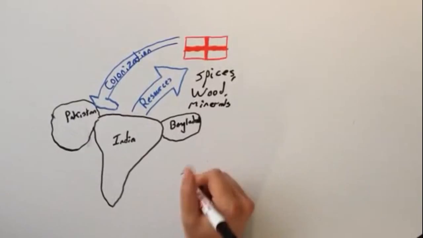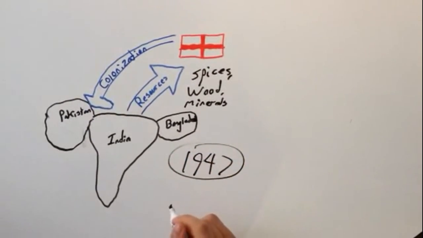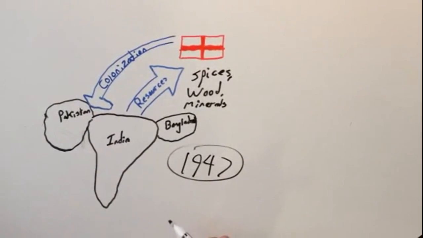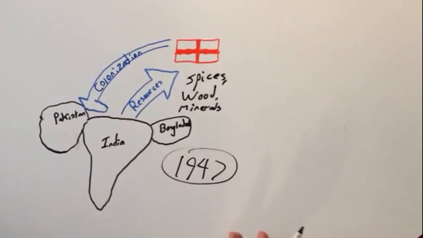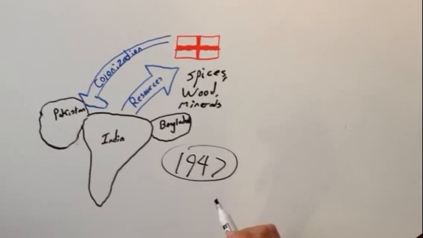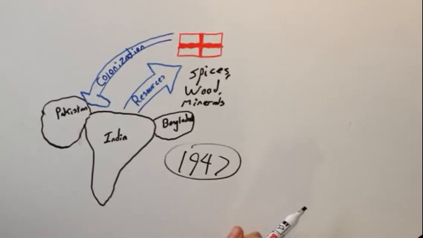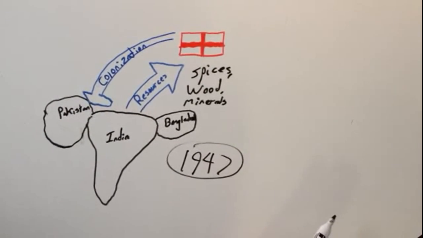This meant that in 1947, a very important year, this is when India became independent from England. They had to start from scratch, right? They had no more resources, and they didn't benefit from any of the money from all the resources they used to have. This put them at a disadvantage from the very beginning.